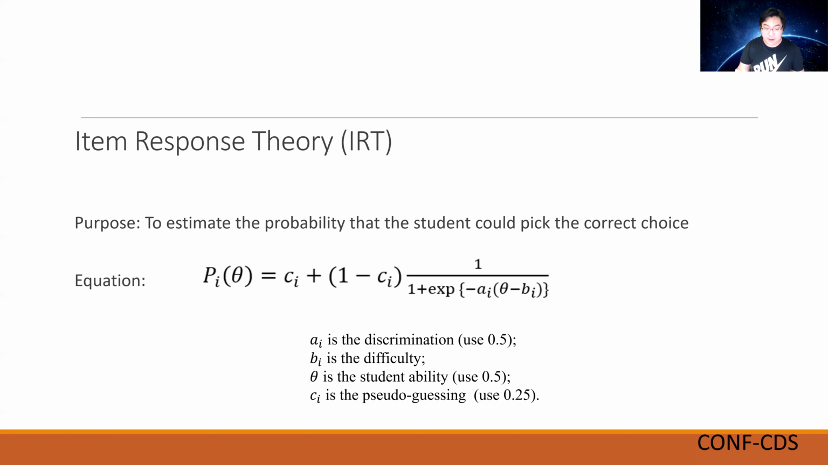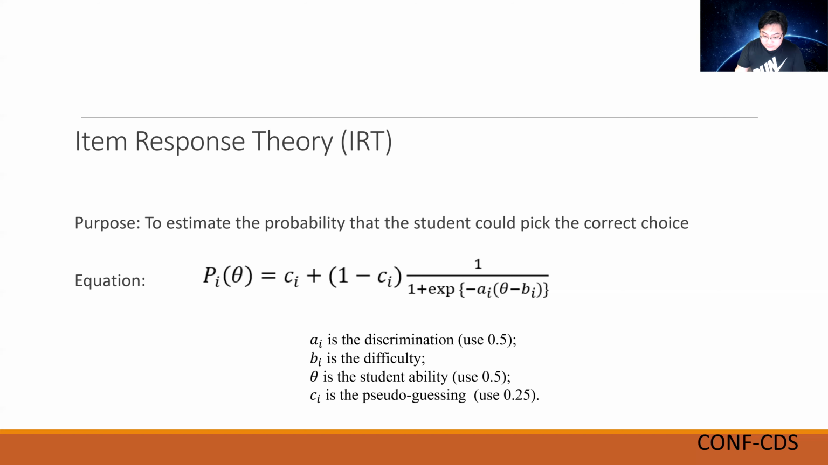Let me explain more about the item response theory, or IRT. It is known as latent response theory. Its purpose is to estimate the probability that students could pick the correct choice. In our research, we use the 3-parameter IRT model, which is shown as below. It includes 4 variables: discrimination, difficulty, student ability, and procedural guessing.